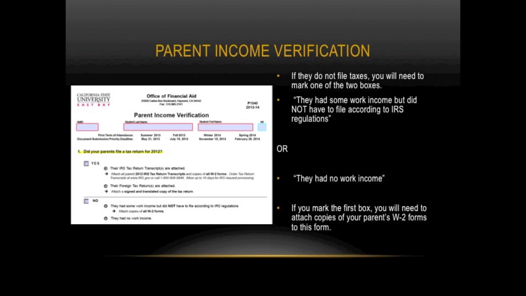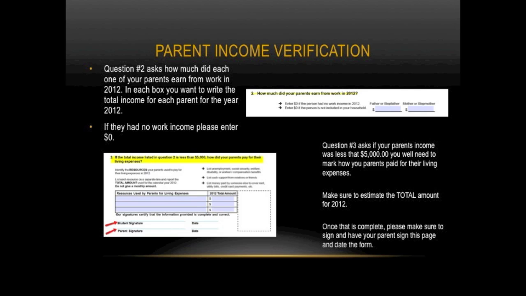Question number 2 asks, how much did each one of your parents earn from work in 2012? In each box, you want to write the total income for each parent for the year 2012. If they had no work income, please enter $0. Question 3 asks if your parents' income was less than $5,000. You will need to mark how your parents paid for their living expenses. Make sure to estimate the total amount for 2012. Once that is complete, please make sure to sign and have your parent sign the page and date the form.